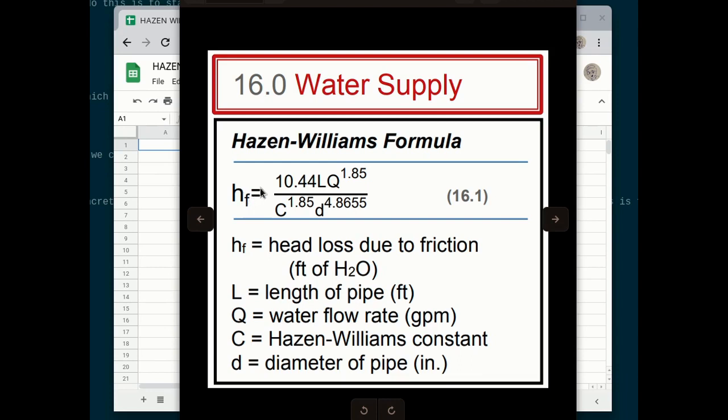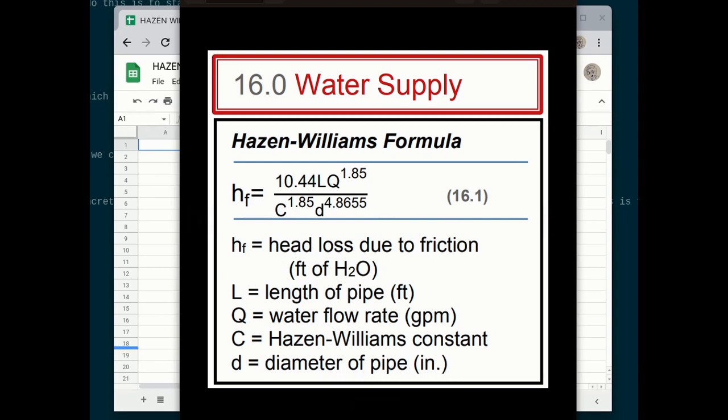Okay, so if you look at this formula, we've got some bizarre numbers here as far as the exponents. When you see stuff like this, it's probably an empirical formula, or a formula that was generated by lots and lots of experimentation and then using a graph to predict a value. So let's look at the terms we have. We have L for length of pipe in feet, Q for the water flow rate in gallons per minute. We have the Hazen-Williams constant, which is simply a number, and then we have the little d for the diameter of the pipe in inches.